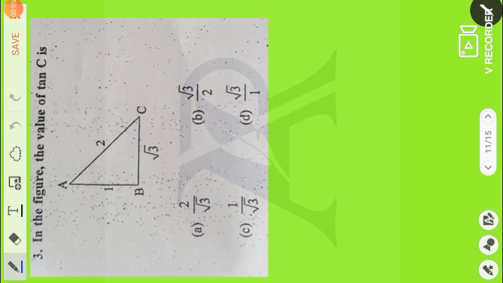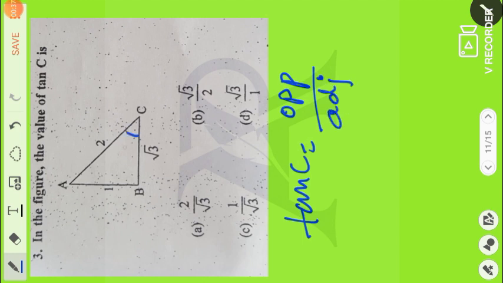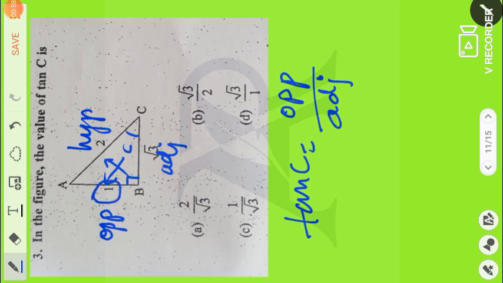In the figure, the value of tan C is. We need to find the value of tan C. We know by definition tan is equal to opposite by adjacent. Therefore, in this triangle, this is angle C, and the side opposite to angle C is this one. AB is the opposite side and BC is the adjacent side, and the side opposite to 90 degrees will become the hypotenuse.